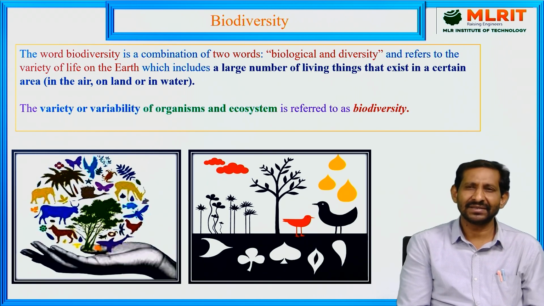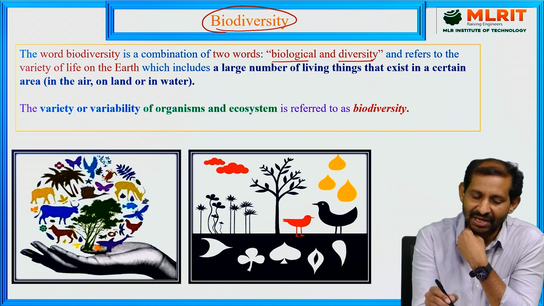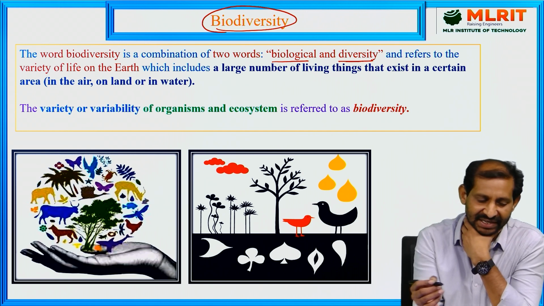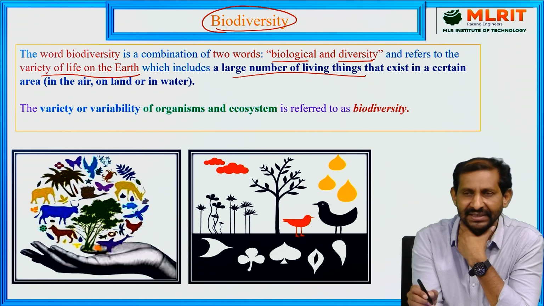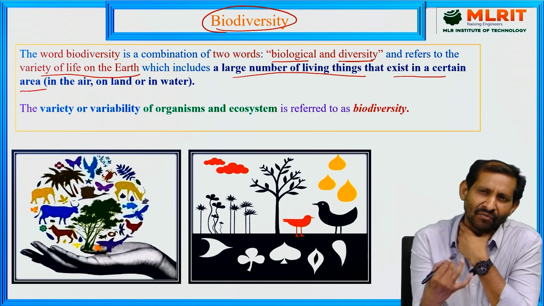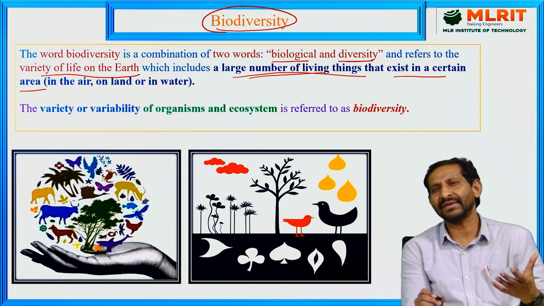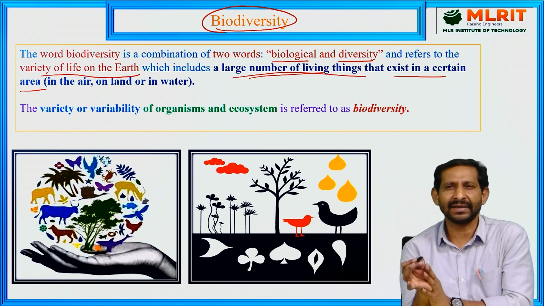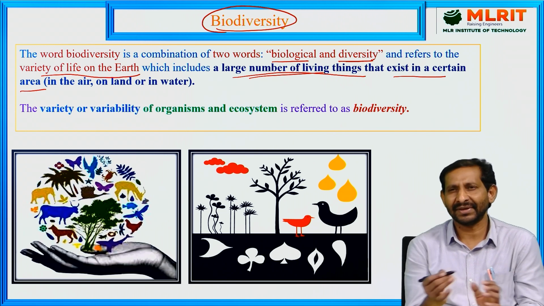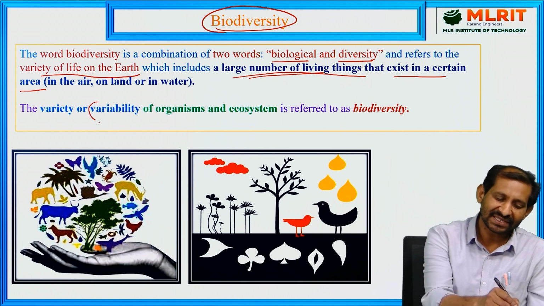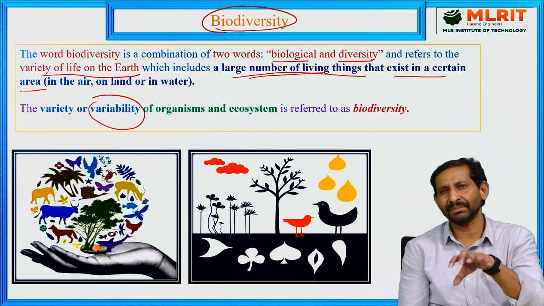First, what is biodiversity? Biodiversity is a combination of two words: biological and diversity. This diversity or variety of life on the earth is called biodiversity. Simply said, it is the large number of living things, either plants, animals or microorganisms, that exist in a particular area, whether water, soil, land or air. It means variability or variety: different species or different ecosystems existing in that particular area.